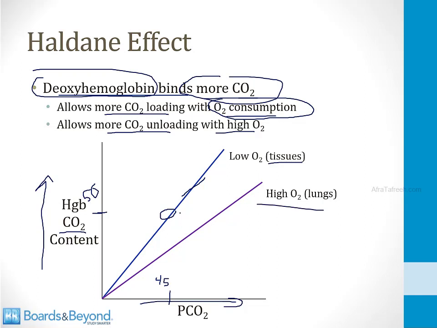But then when we get to the lungs, we're going to shift over to here. And now when we get to the lungs, even if the partial pressure of carbon dioxide does not change, we will now be at this point here, let's call it 25%. So the point is, in the lungs, there's much less carbon dioxide binding compared to tissues, which is great for offloading carbon dioxide. And in the tissues, there's much more hemoglobin binding of carbon dioxide, which is great for pulling carbon dioxide from the tissues so it can be transported back to the lungs.